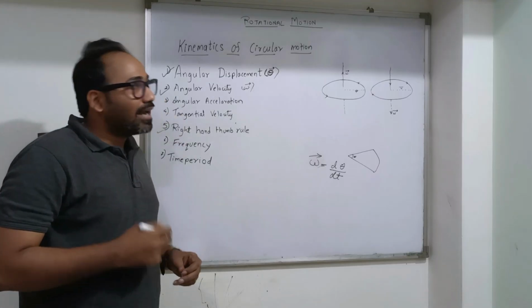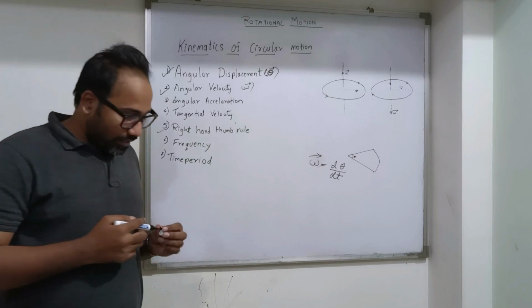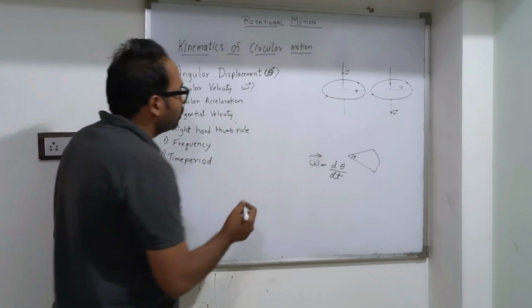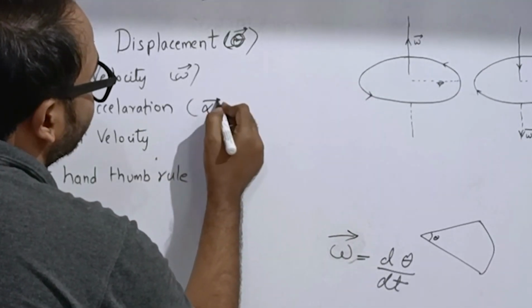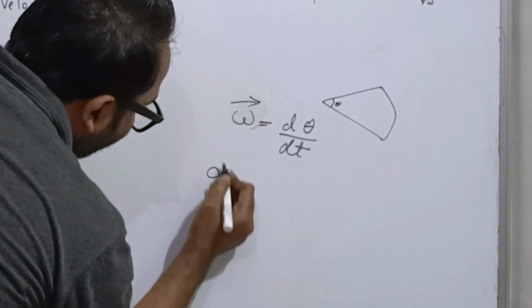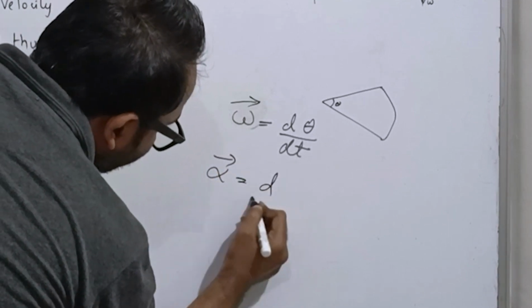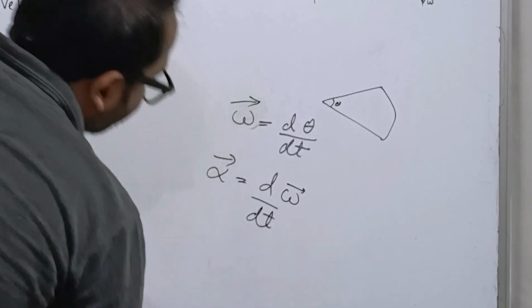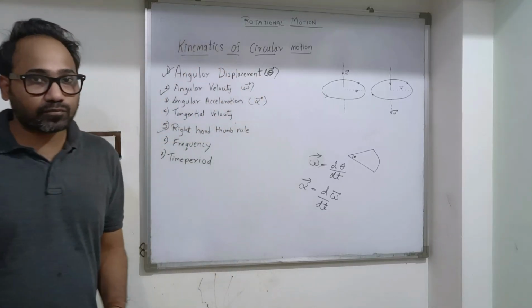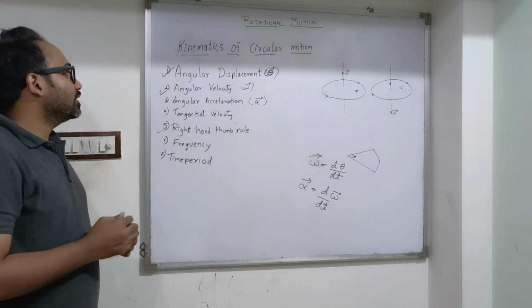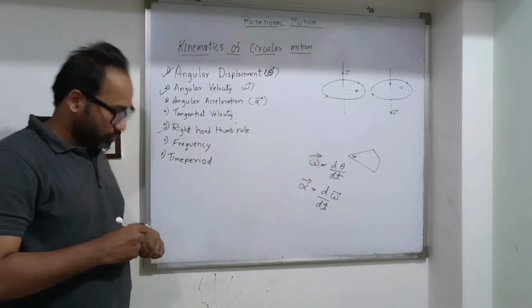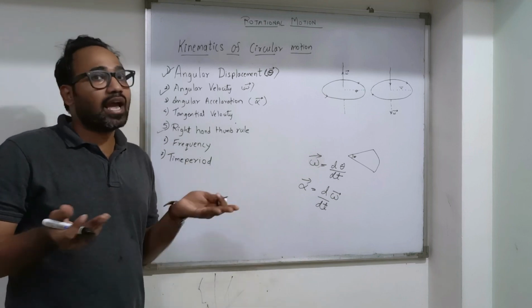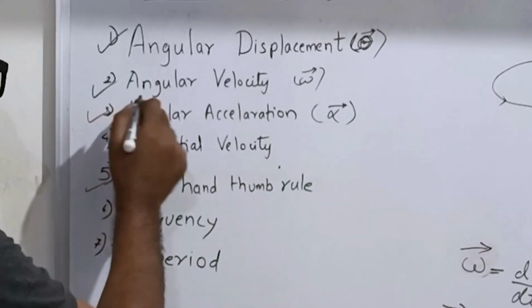So now what is angular acceleration? Again calculus, that is the change in angular velocity with respect to time. That is represented by alpha. So alpha is basically equal to the change in angular velocity with respect to time. So this is angular acceleration: the rate at which the angular velocity is changing is known as angular acceleration.